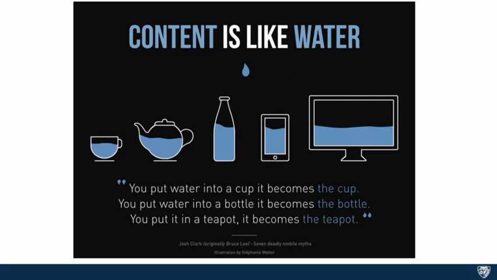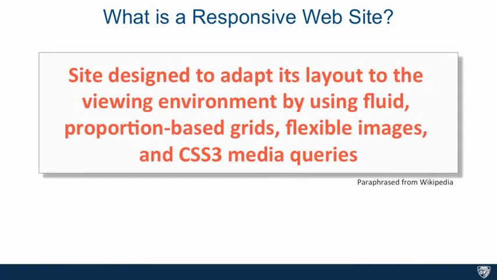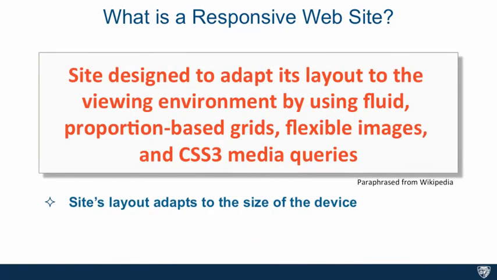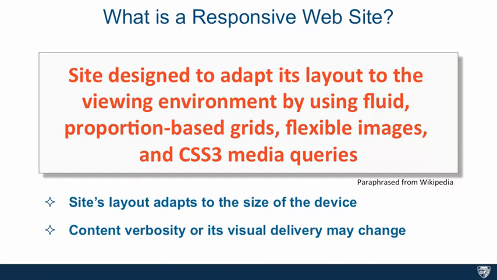You put it in whatever different devices you put it into, and it should still display; the content should be the same, and the information conveyed should be the same. And perhaps the only thing that's different is the shape of that content, right? The way it's being displayed. So using the idea of the previous graphic, we could certainly understand now that the site's layout is supposed to adapt to the size of the device. In practice, most of the time, if not all the time, this means that the site should adjust based on the width of the device. And I should also point out that content verbosity, or its visual delivery, may change.